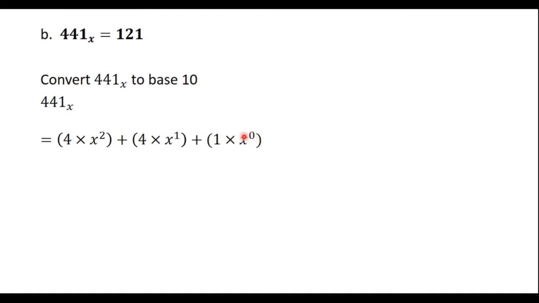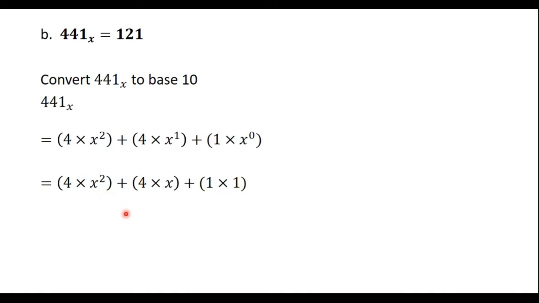Then you order the bases. This time x is the base, so you order the x's. So you have 0, 1, and 2, just as we have been doing as usual. So this is going to give us 4 times x squared plus 4 times x exponent 1, which is the same as x, plus 1 times x exponent 0, which is 1. Remember I said any number or variable with exponent 0 is 1.